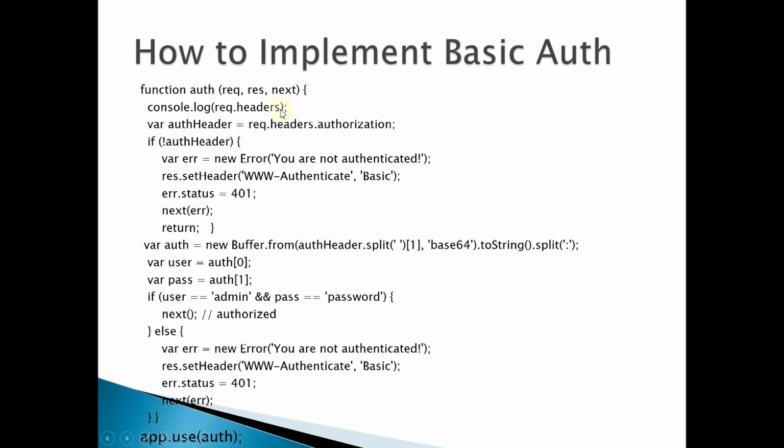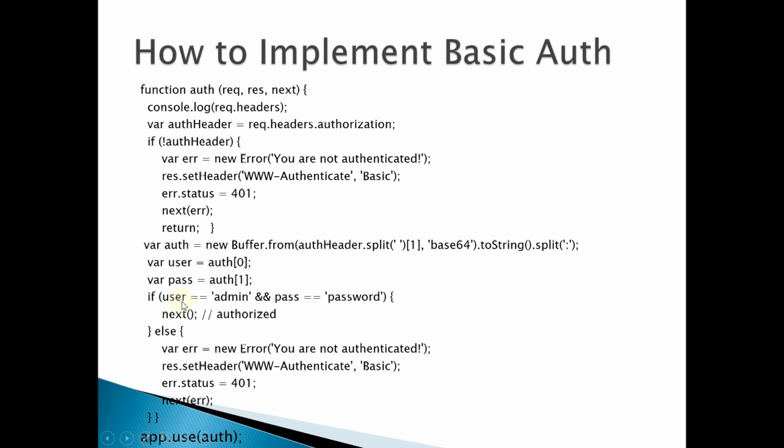Else, the user has provided the authorization information, then we will split that base 64 encoded string and take out the username. That will be the first part. Auth0 will be the username from this string, and auth1 will be the password. We are splitting on the basis of our colon. So here auth0 will contain the username and auth1 will contain the password.